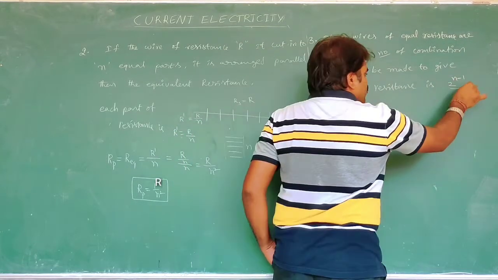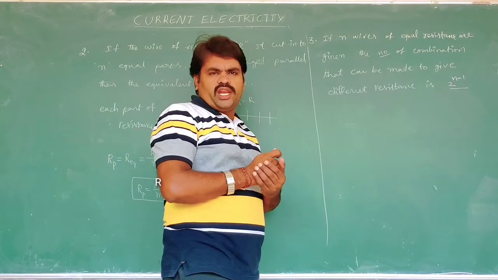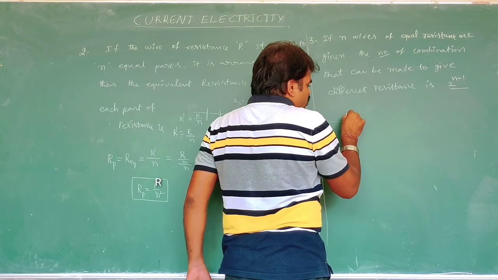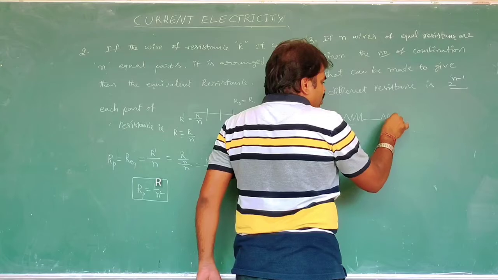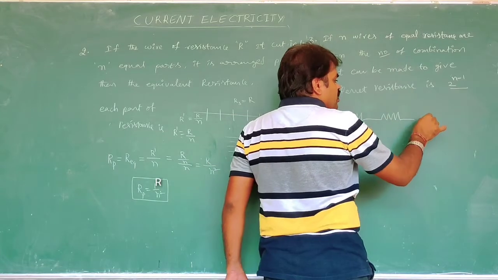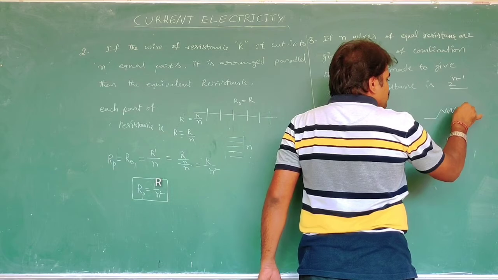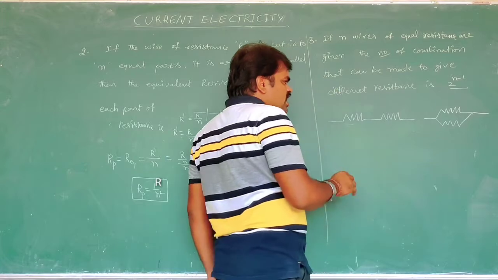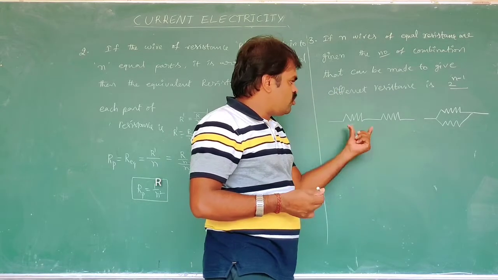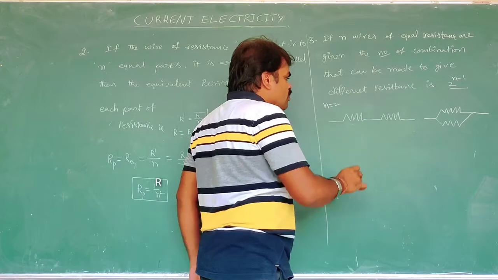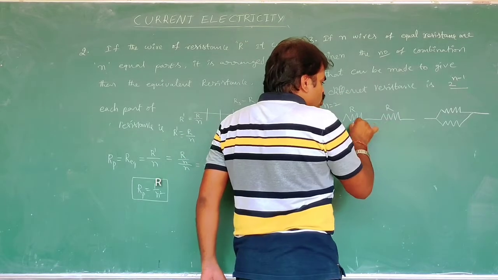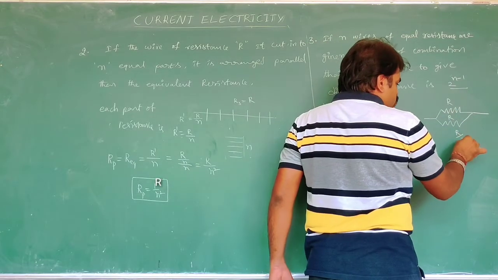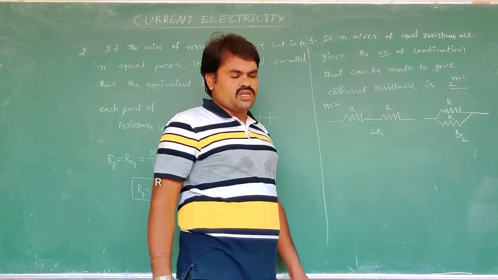Let's see once. If we take two equal resistances, then there are two connections: one is a series combination, and another is a parallel combination. Any other combination is not possible for n equal to 2. Because with R and R in series, the total resistance is 2R, but in parallel the total resistance is R by 2. The two different resistances are formed.